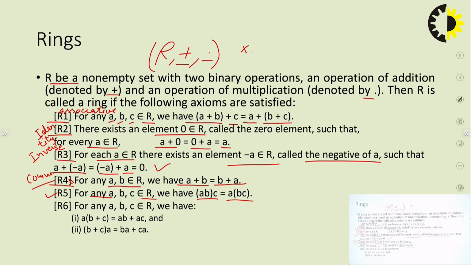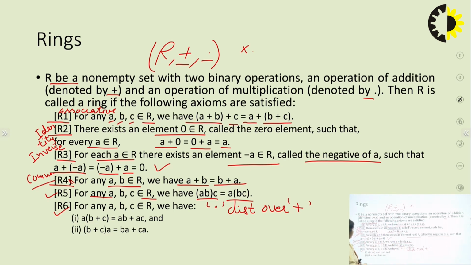The last property for a ring is distributivity. The multiplication operation should be distributive over addition. Multiplication should be distributive over addition. That is the requirement to be a ring.